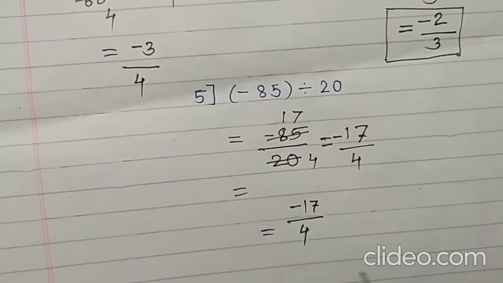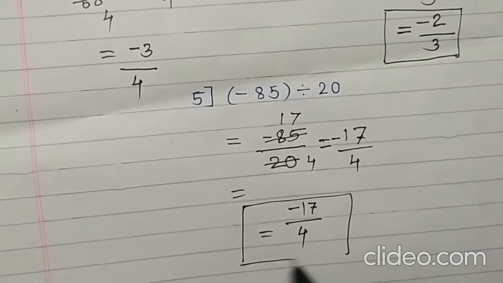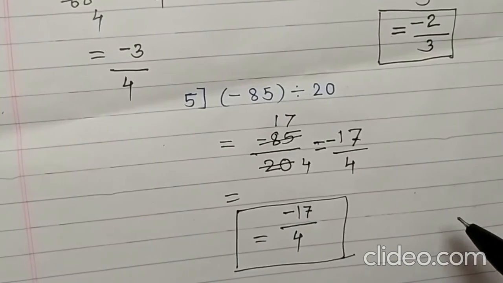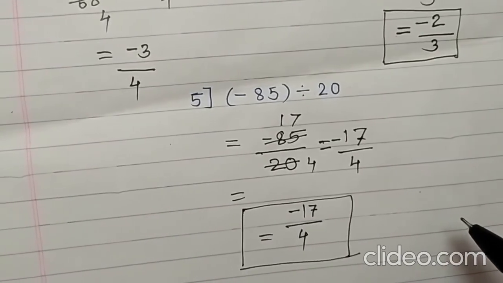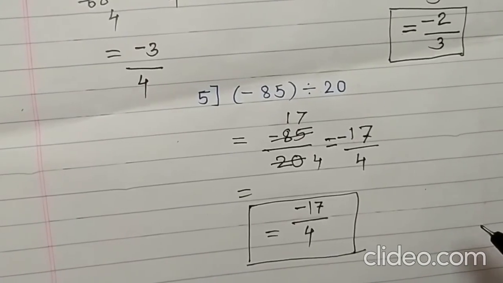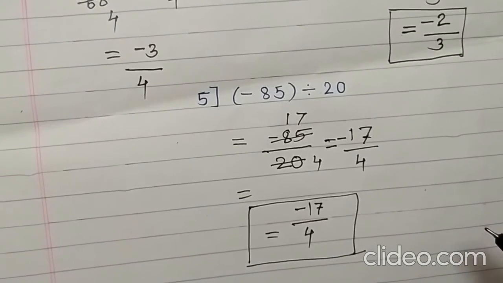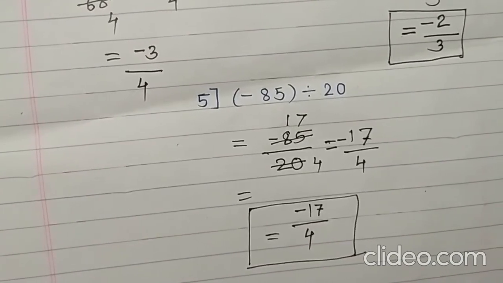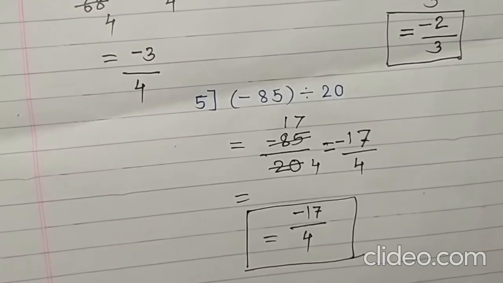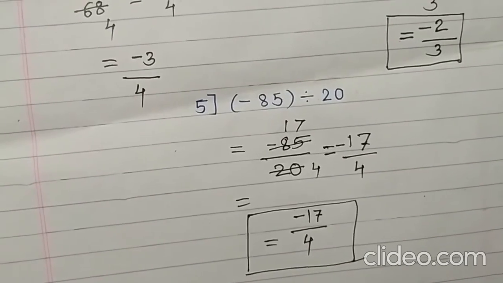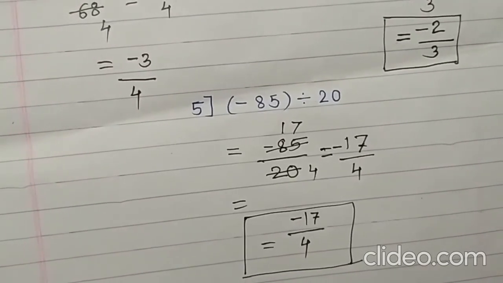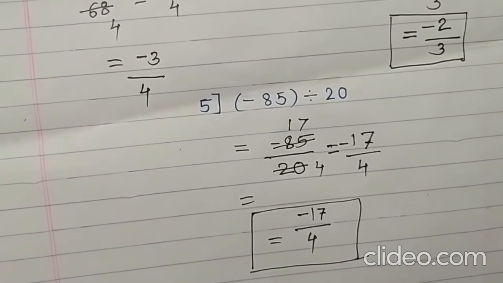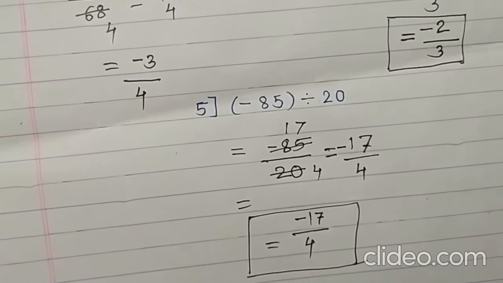So here we can conclude that negative multiplied by negative, the answer will be positive, and negative divided by negative, the answer will be positive only. Okay, so you can remember all these rules, and you can solve the multiplication and division of integers.